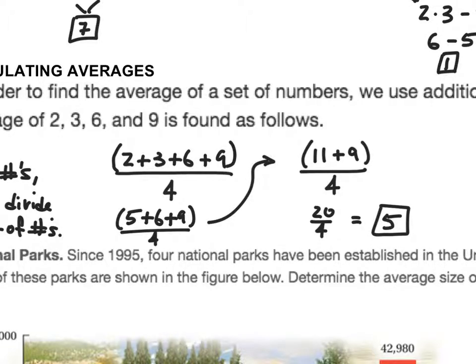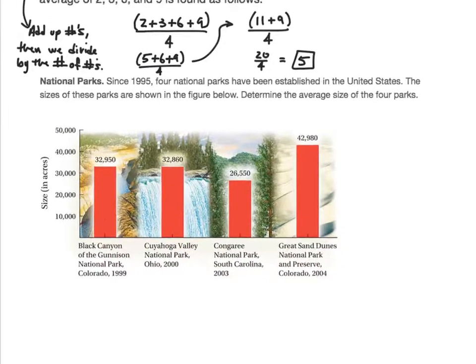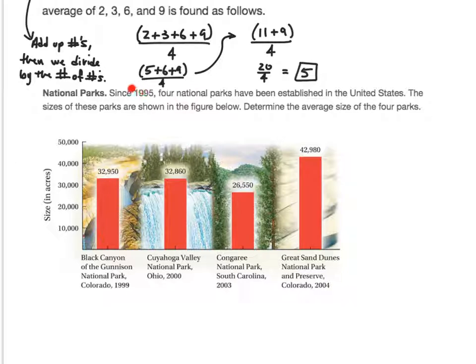All right, let's take a look at this next one. Now we've got to read some information from a table. It says since 1995, 4 national parks have been established in the United States. The sizes of these parks are shown in the figure below. We've got Black Canyon, Cuyahoga Valley, Congaree, and Great Sand Dunes, and the different sizes in acres. We want to determine the average size of these 4 parks.